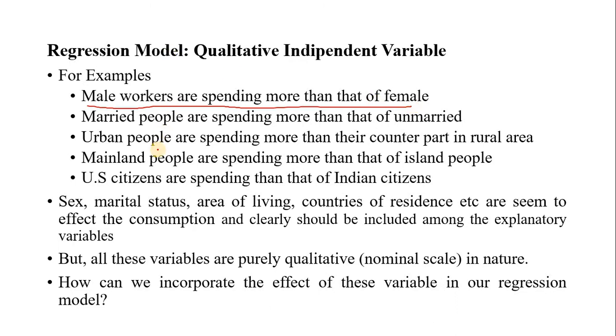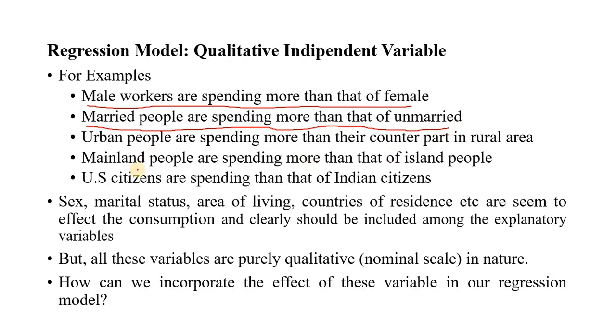And sometimes in your data set there may be married people and unmarried people. As you know, married people are spending more than unmarried people. Usually married people have more expenditure compared to unmarried people. So in your data set there are married and unmarried people, and if, without considering the differences in marital status, you run a regression and get a coefficient, this coefficient may be biased, or it may not be a true representative of the population.